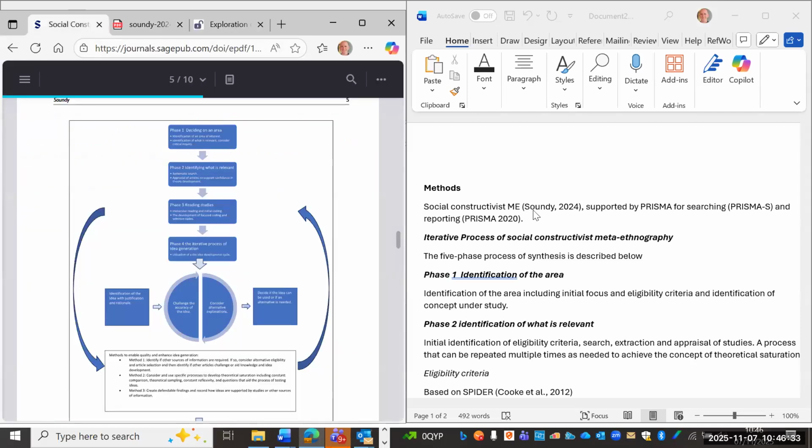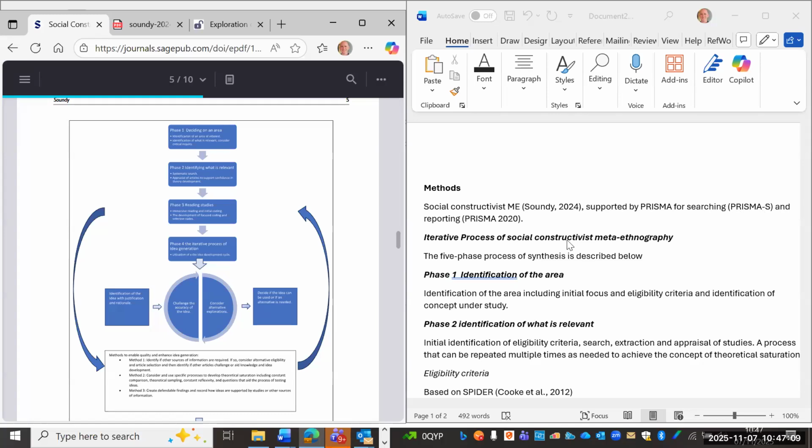But let's keep it on that page now and just keep on the right hand side of the screen, looking at what you might need to put in your method section. So first thing obviously is you're following the framework, and that framework has 5 phases. The framework will be supported by PRISMA for search and maybe PRISMA-S. You could also think about qualitative articles that support the search process and articles that help you understand how to search for qualitative information that would be recommended. And then you're going to report according to the PRISMA 2020 flow diagram. So that's all integral in there.